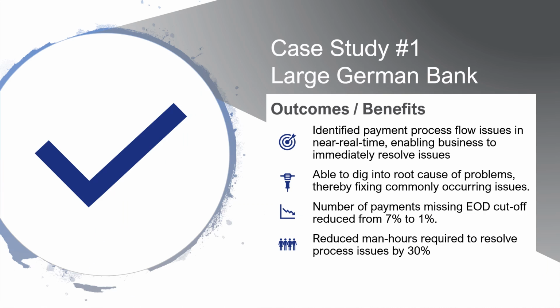So they were also able to dig into the root cause of problems and fix any issues that were commonly reoccurring. So when you get visibility in your business process, you start to see issues that come up that you had no idea that they existed, and when you fix those, you get a lot of efficiency improvements.